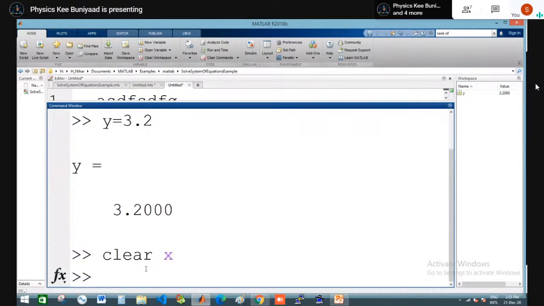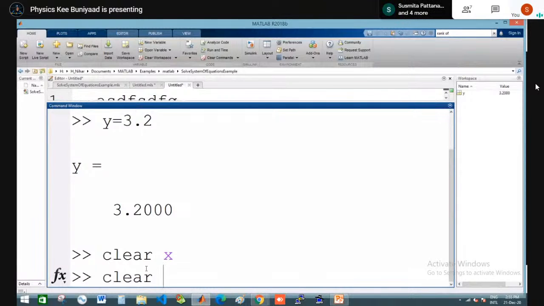Now you can see the workspace X value is cleared. If you write clear all, everything will be cleared. If you write clear, then X, comma Y, comma Z, then X, Y, Z will be cleared. If you write clear X, only X will be cleared.